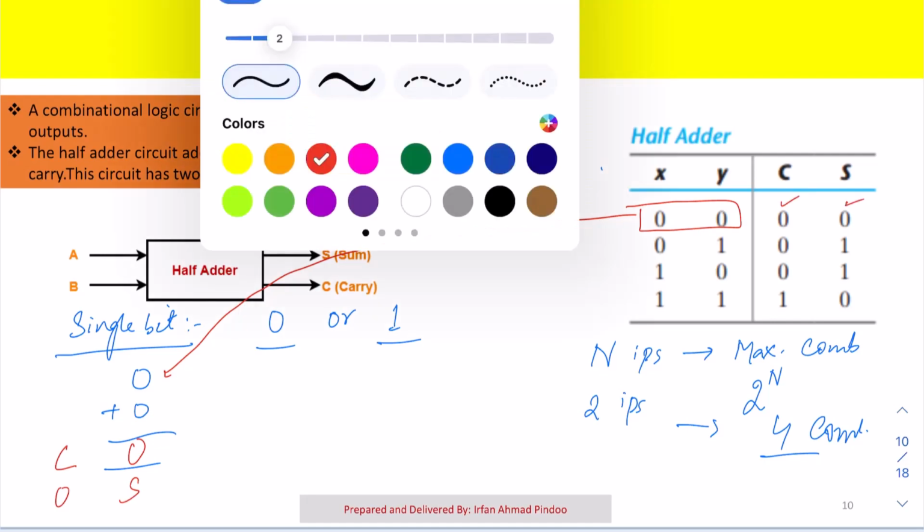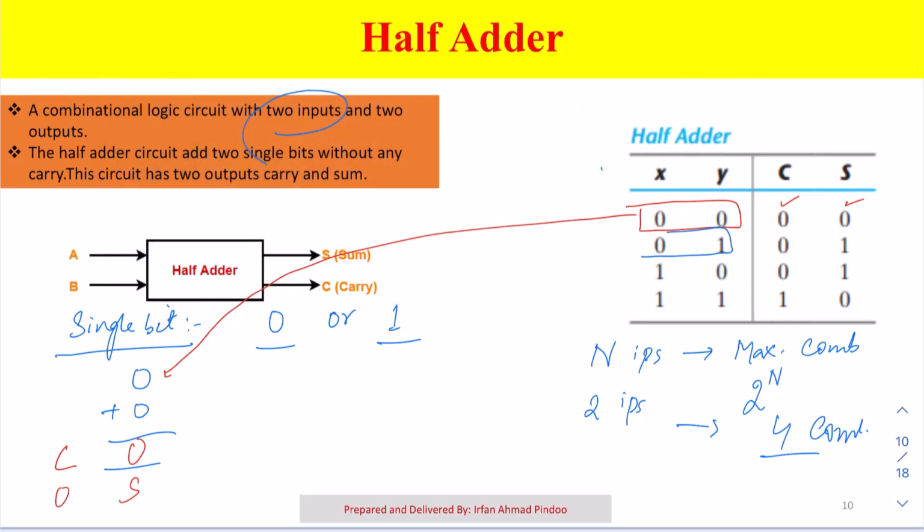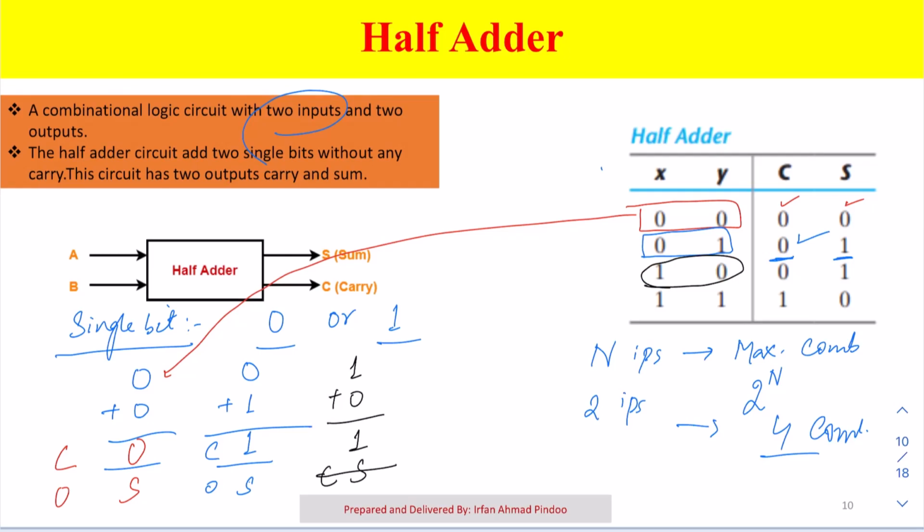Coming to the second case, it is 0 plus 1 we have to add. So what is 0 plus 1? 0 plus 1 is 1 only, right? So sum is 1, and do we have any carry? No, carry is 0. So sum is 1, carry is 0. So this is also clear. Now coming to the third one, 1 plus 0. It is again the same thing. 1 plus 0 is 1 and there is no carry. So sum is 1, carry is 0. So you can see both are the same.